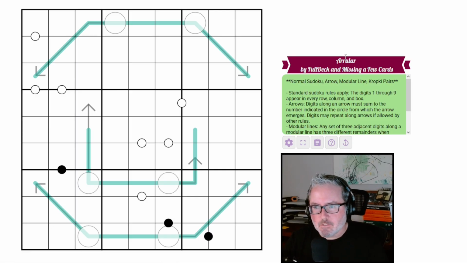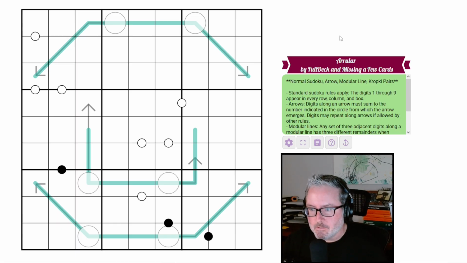And I was looking up this title because I was being a little slow, trying to see what that word meant. When I looked it up, there was nothing correlating to that in anything I searched for. Then I realized that it is just the combination of two rule sets, and I felt a little stupid. But hey, why not just share that with thousands of people? So it turns out the title is just a combination of arrows and modular. Arrular. Cool. Anyway, it's by FullDeck and missing a few cards.